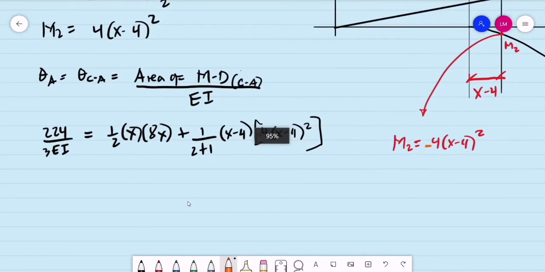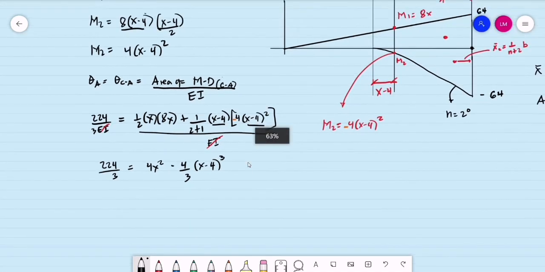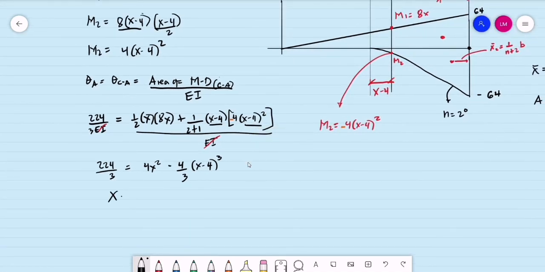So simplifying, the right side of the equation will be all over EI, so we may cancel the EI. So this is the same as 224. We have now 224 divided by 3 equal to 8x times 1/2 of x, we have 4x squared. Then minus 4 over... 2 plus 1 is 3. x minus 4 times (x minus 4) squared is (x minus 4) cubed. Computing for the value of x, that is the location of the maximum deflection.